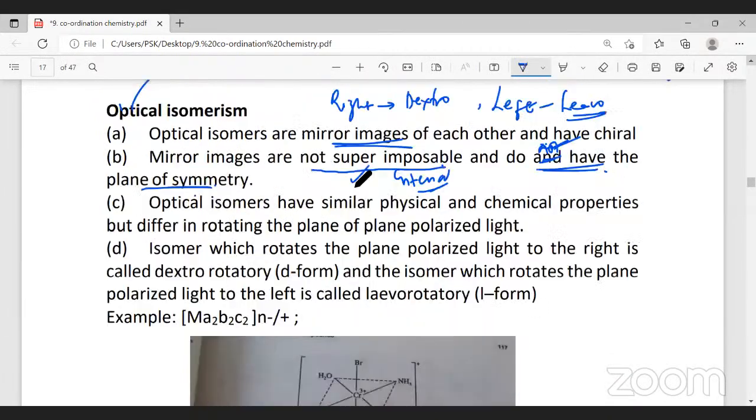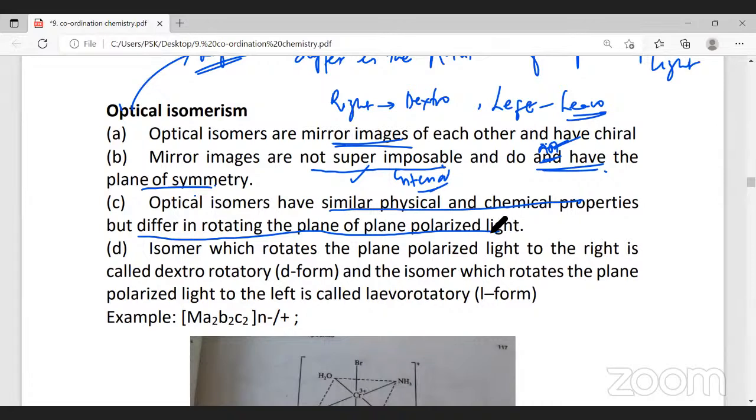Now just observe. Optical isomers have similar physical and chemical properties, but they differ in the rotation of plane polarized light. We'll learn what plane polarized light is in a few minutes. Optical isomers have the same molecular formula and same structural formula, but differ only in the rotation of plane polarized light. When the isomer rotates the plane polarized light to the right, it is called dextrorotatory, the D form. D stands for dextroform. The isomer which rotates the plane polarized light to the left is called levorotatory, the L form.